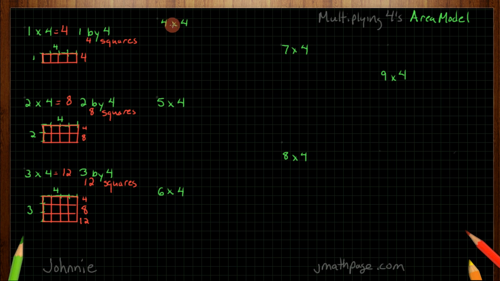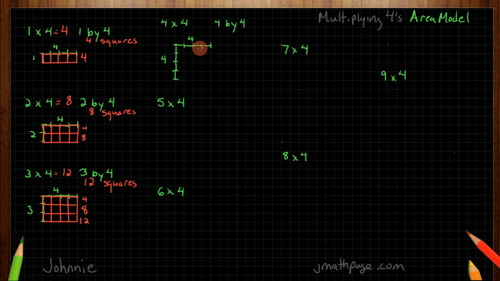What about 4 times 4? Let's think of that in terms of 4 by 4. Let's draw it out. 1, 2, 3, 4. So 4 over here. Across the top, 1, 2, 3, 4 across the top. So we have 4 on one side, 4 on another, 4 by 4.